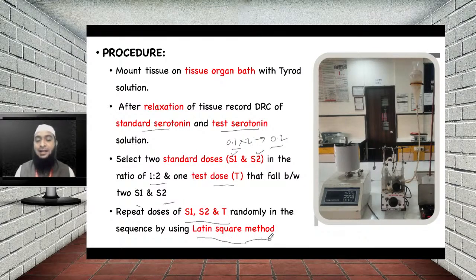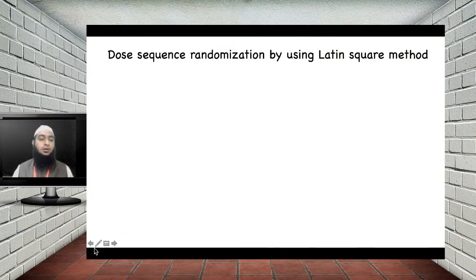Now let's see what the Latin square method is and how we are repeating these responses by using the Latin square method. So just before going ahead, we'll quickly revise what we have done till now. First we have taken the DRC of the standard, then we have taken the DRC of the test. After that, we have selected 2 doses of the standard in the ratio of 1:2. Then we have selected the test dose which lies between S1 and S2. And the third thing is that now these 3 doses that we have selected, we have to take the response of these 3 doses in a random fashion by using the Latin square method.